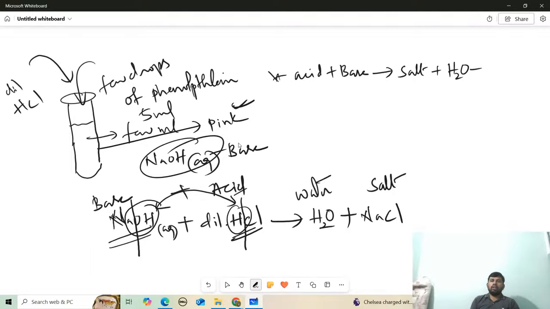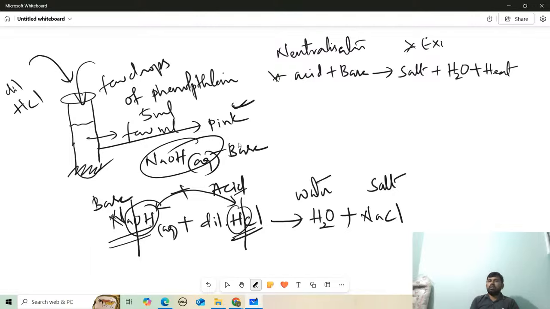If you touch the surface of this test tube, it will be somewhat warm, which means the reaction produces heat energy. The name of this reaction is neutralization reaction. It is also called exothermic, because heat is produced in this reaction.